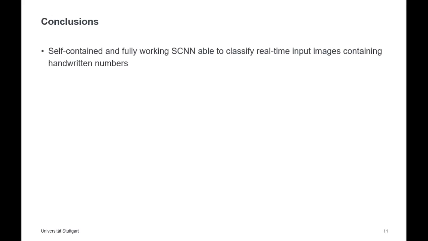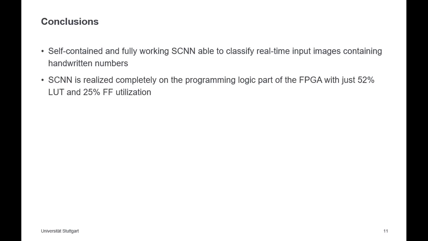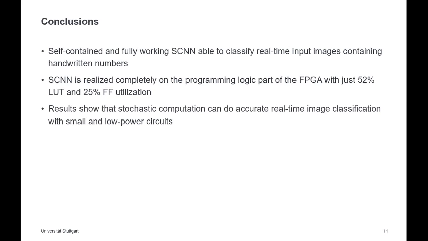Conclusions. A fully working and self-contained stochastic convolution neural network is developed, which can do real-time classification of handwritten numbers. The complete stochastic convolution neural network is realized using just 52% of the available lookup tables and 25% of the available flip-flops in the FPGA. From the results, it is evident that stochastic computation can do accurate real-time image classification with small, low complexity and low power circuits.